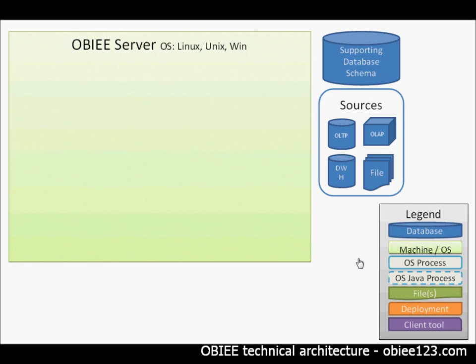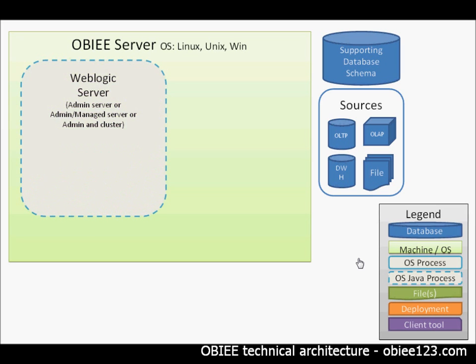When you install OBIEE, you need some kind of server machine, which can be on any OS: Linux, Unix, or Windows. And when you install it, you get the main Java component of the architecture, which is the WebLogic server. This can be an admin server only, or an admin server and a managed server in combination, or an admin server and a cluster of managed servers.